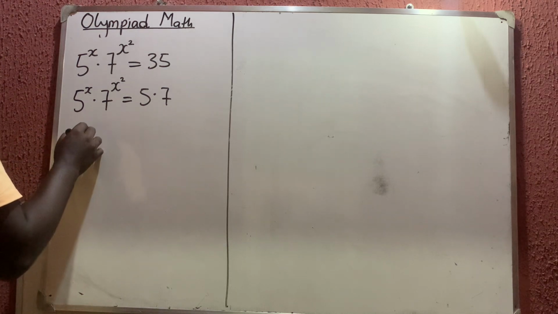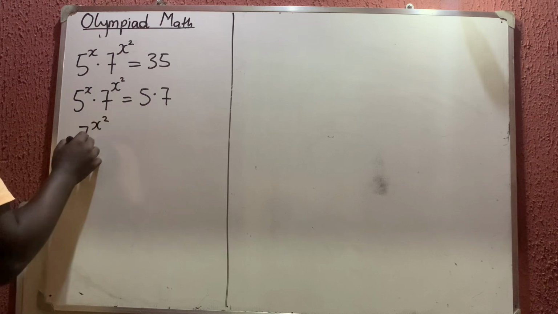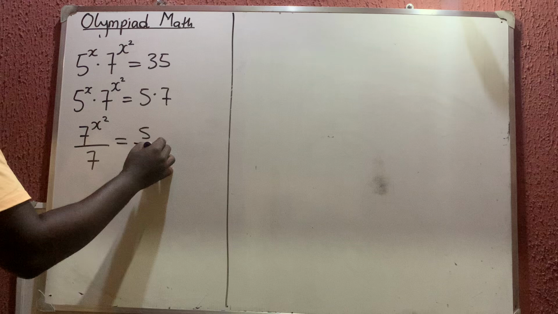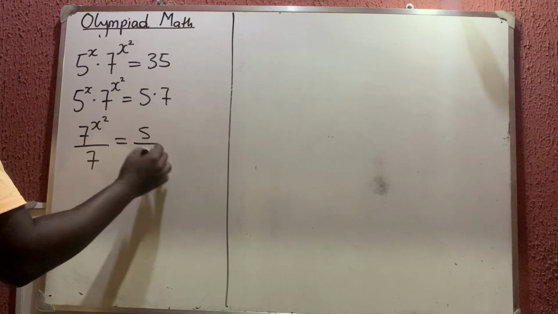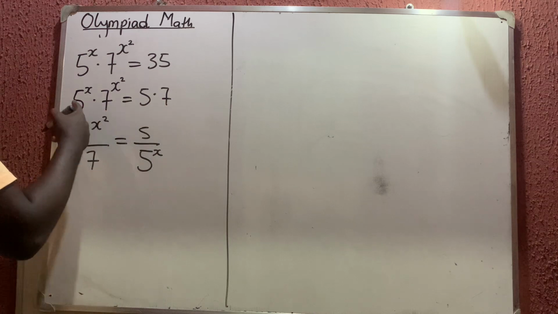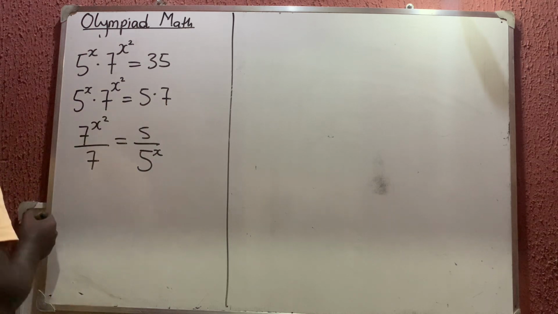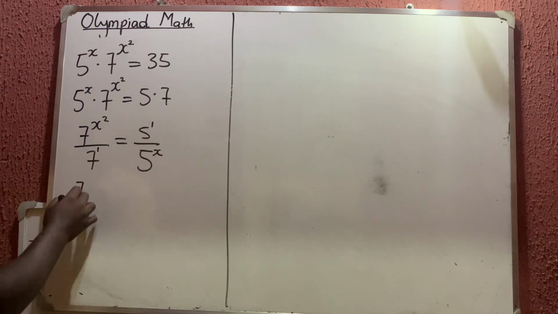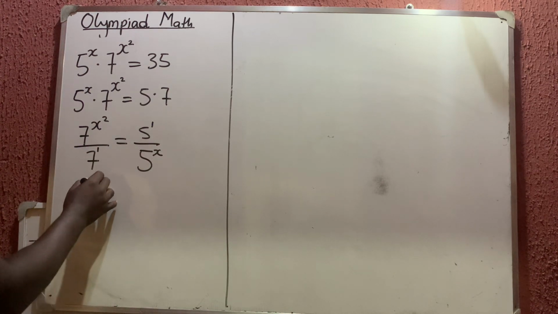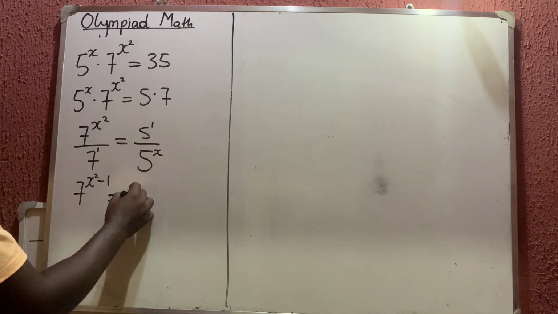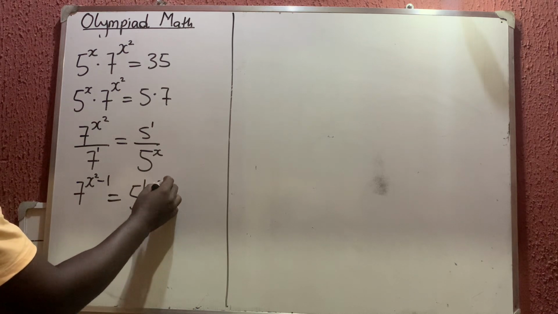So I'm going to have that 7 raised power x squared over 7 is equal to 5 over 5 raised power x. All right, so I did not change it. This can come down while this goes down. So this could be written as raised power 1, raised power 1. So I'm having that 7 raised power x squared minus 1. According to the law of indices, if you have divide, you can subtract the power. Okay, is equal to 5 raised power 1 minus x.